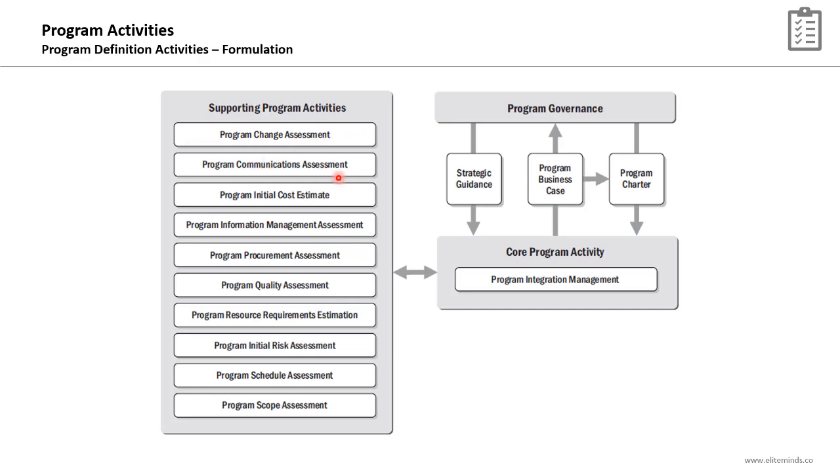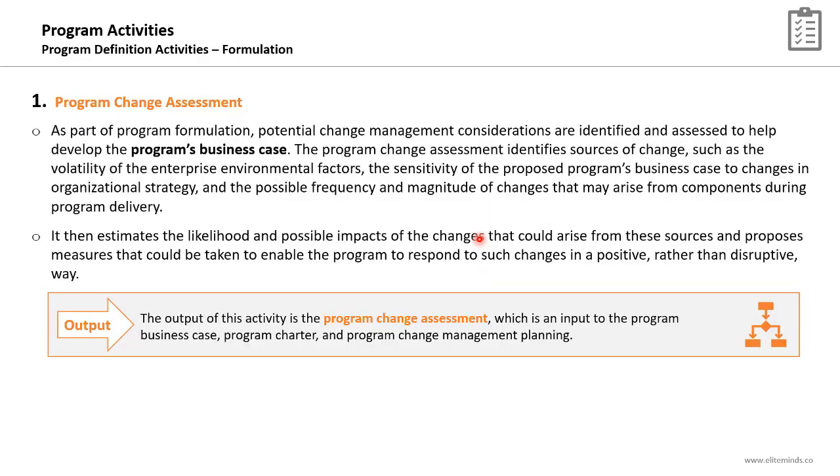assessment, communications assessment, initial cost estimate, information management assessment, procurement assessment, quality assessment, resource requirements estimation for the program, initial risk assessment, schedule and scope assessment. These supporting activities will be executed in integration with the program integration management core activity. The outcomes should be the program business case, program charter, and all will be guided by the program governance.